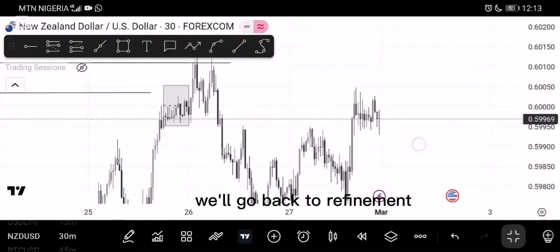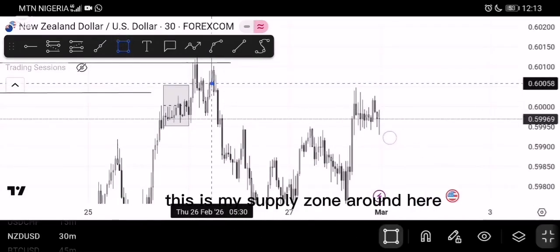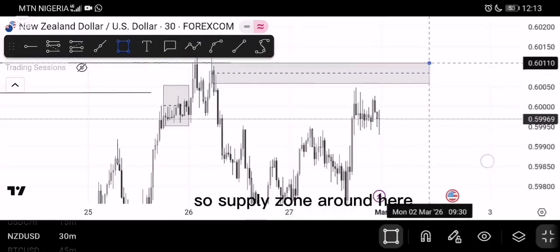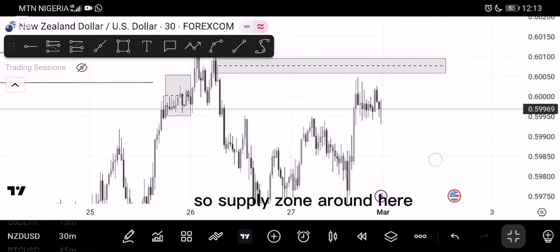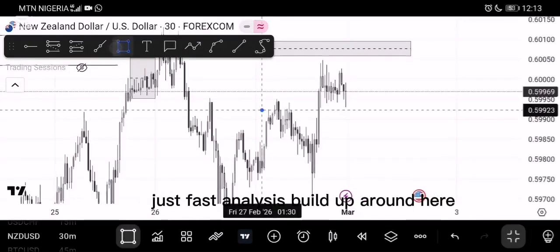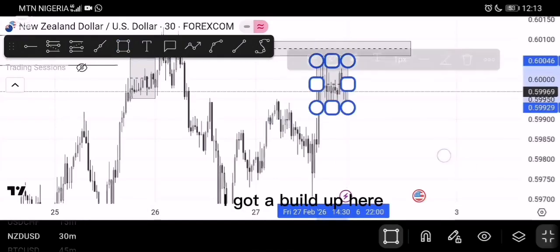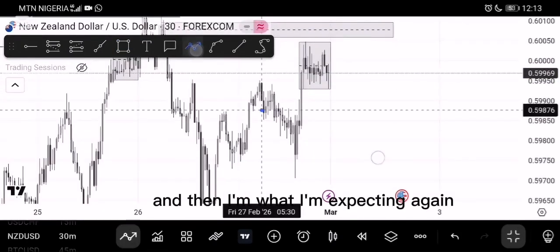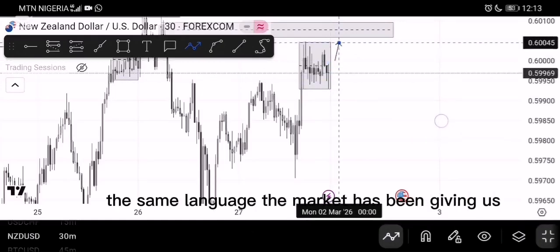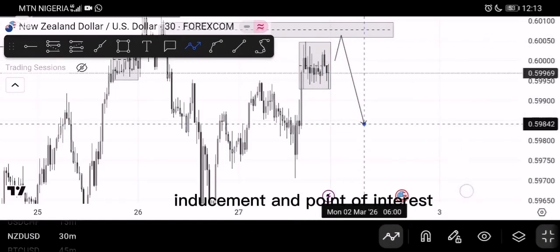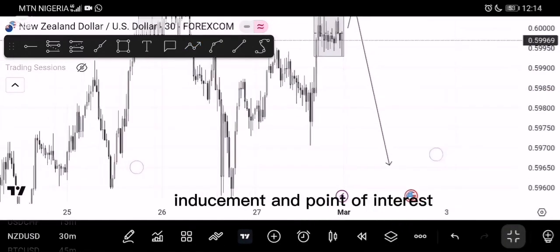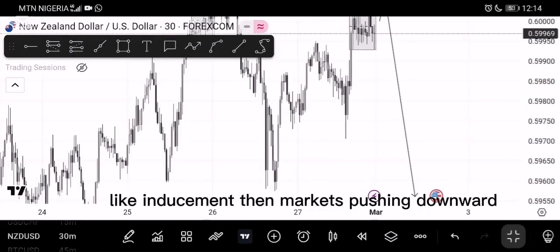We'll go back to refinement. This is my supply zone around here. So supply zone around here, just fast analysis, build up around here. I got a build up here, and then what I'm expecting again, same thing that has been happening, the same language the market has been giving us, inducement and point of interest, like inducement, then market's pushing downward.